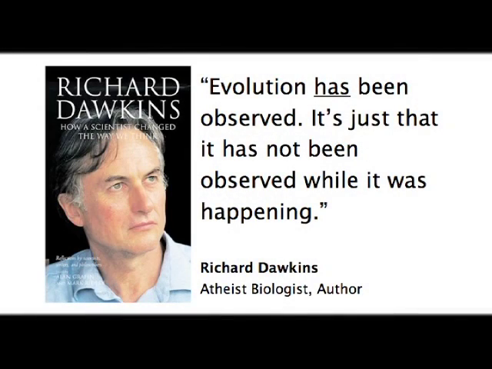You all know Richard Dawkins, famous atheist, anti-Christian, anti-religious person, a scientist who did his PhD on pecking behavior in chickens, and now is a world's authority on evolution. He has trouble with some of these arguments because we really can't see evolution happening. But he says, you know what? Evolution has been observed. It's just that it has not been observed while it was happening. He missed it. Poor Richard Dawkins.